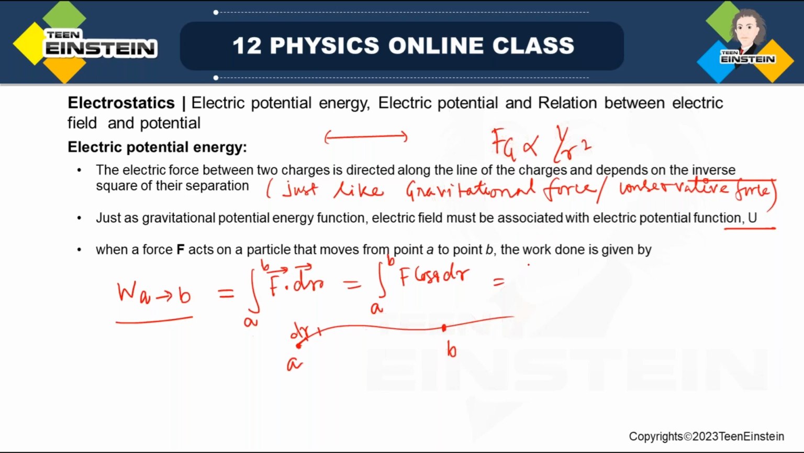So what we get is F cos theta dr. Here dr is the displacement, F is the force, and theta is the angle between this displacement dr and the force existing here. So this is cos theta, and dr is the displacement.